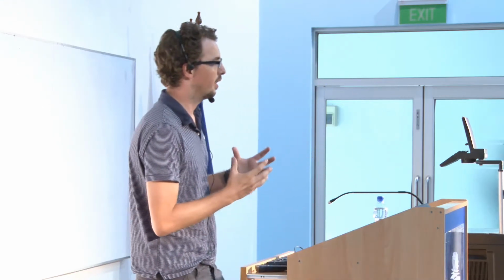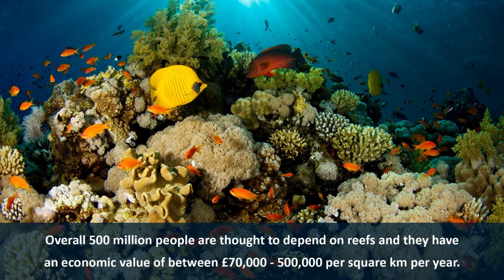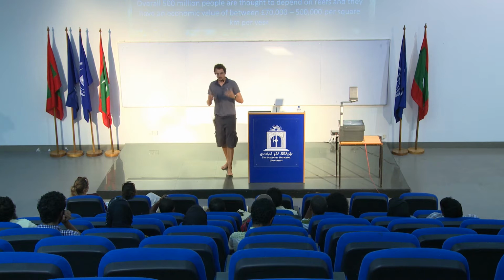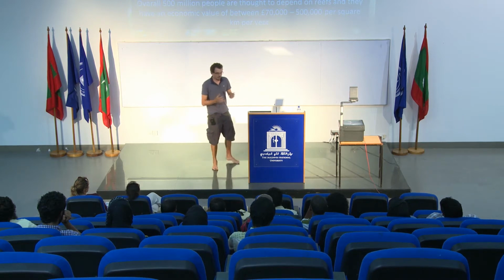Currently, over 500 million people are thought to depend on reefs, and it's always very difficult to put an economic value on an ecosystem, and that's why there's a big range here, but it's thought to be about 70,000 to 500,000 pounds per square kilometre per year, and that's for things like a food source, for tourism, and for its coastal defences, just to name a few.